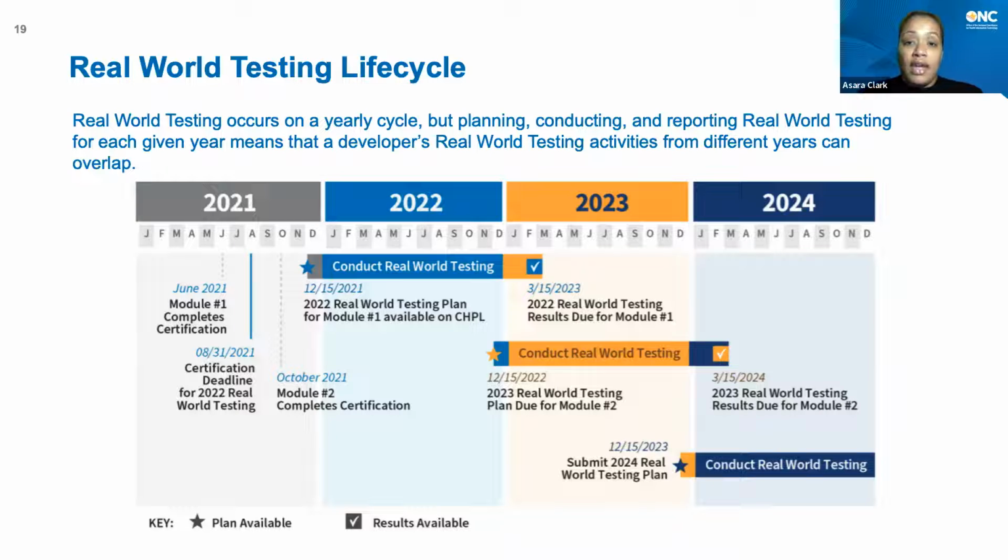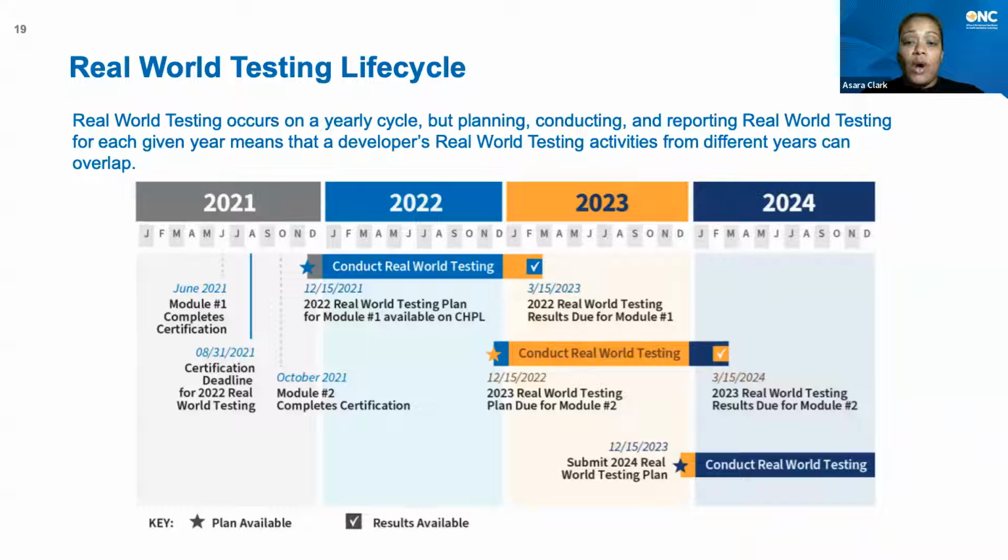Okay, and then after that August 31st deadline, then there was another certification that came about, module number 2, where the certification date falls after August 31st. It falls in October of 2021. Okay, so in this scenario, the module that should have been included in the 2022 real world testing plan that was due last year should have been module number 1.